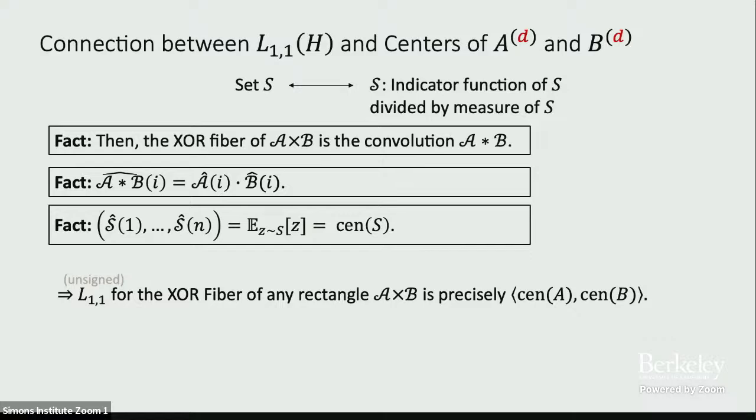So if you're looking at level 2, it would be the covariance. Exactly. So it would be the expectation of X tensor X.